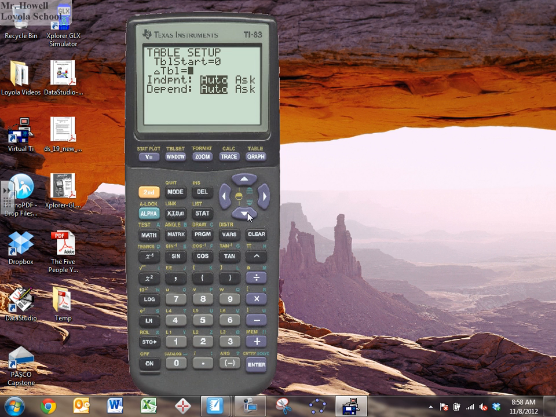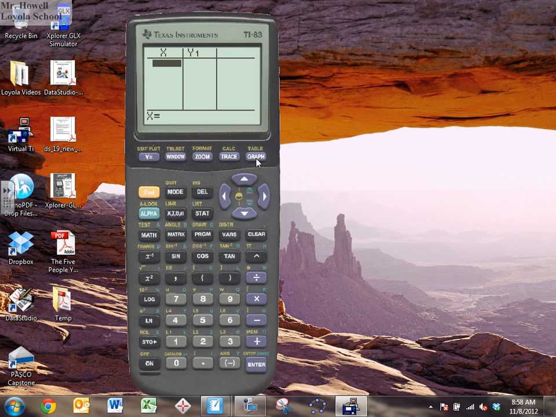I go down, I want my independent variable x to be chosen by me. I want to be able to pick the x values. So I change that, I go over to ask, and I hit enter. I want the calculator to automatically figure out the values of y, so I leave that on auto. Then I press second, and then I hit graph, because second graph brings up this function here, which is table.